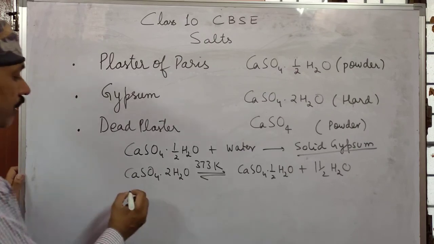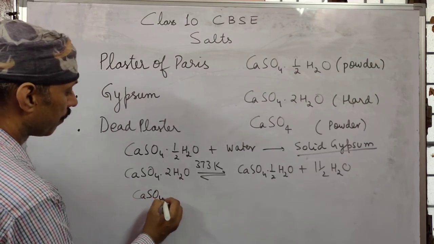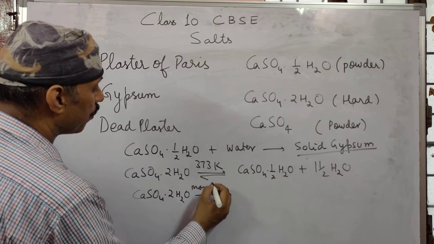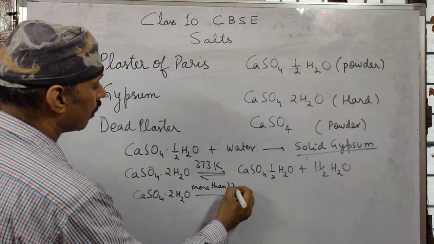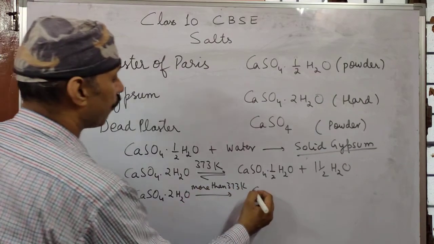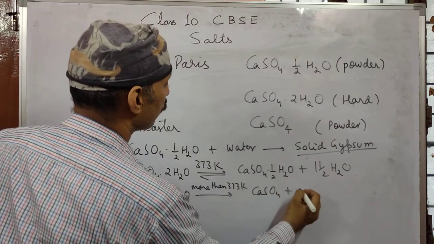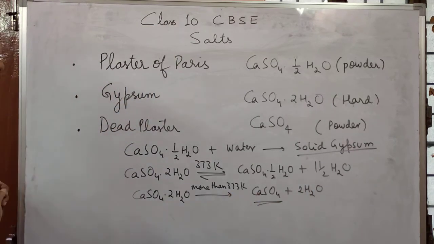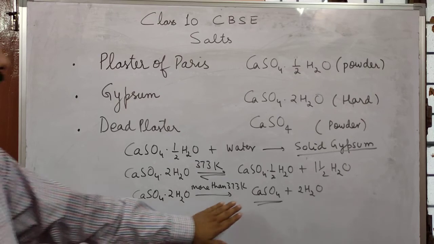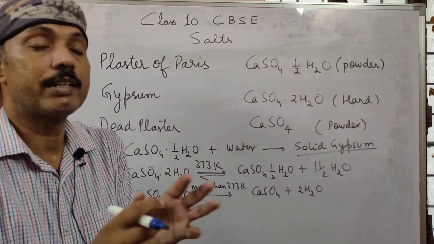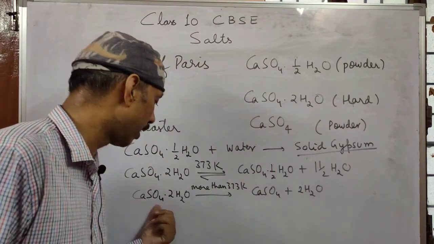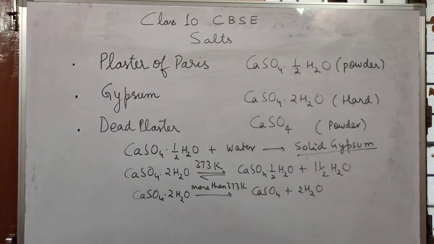If you heat this gypsum more than 373 Kelvin, it forms CaSO4. Now why is this known as dead plaster? This is known as dead plaster because now if you add water, it has lost its property to form hard gypsum. So that is why this is known as hard dead plaster.